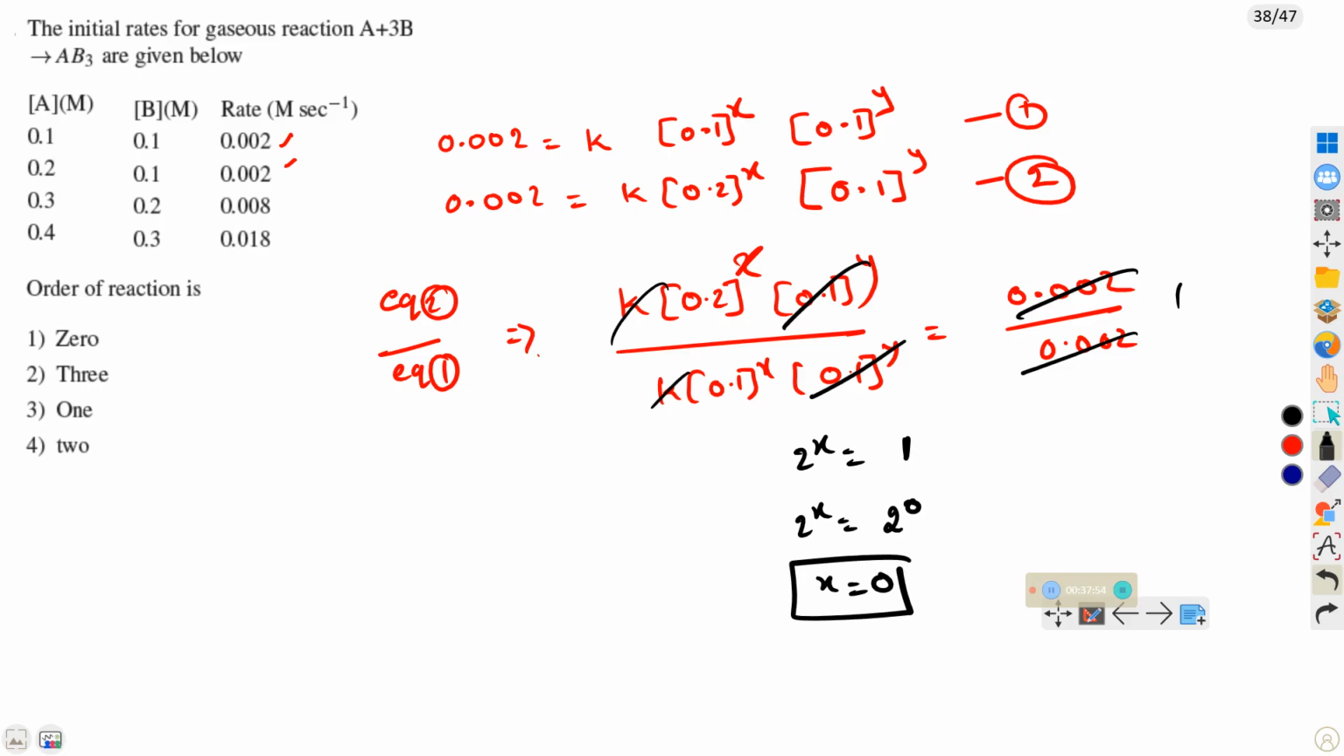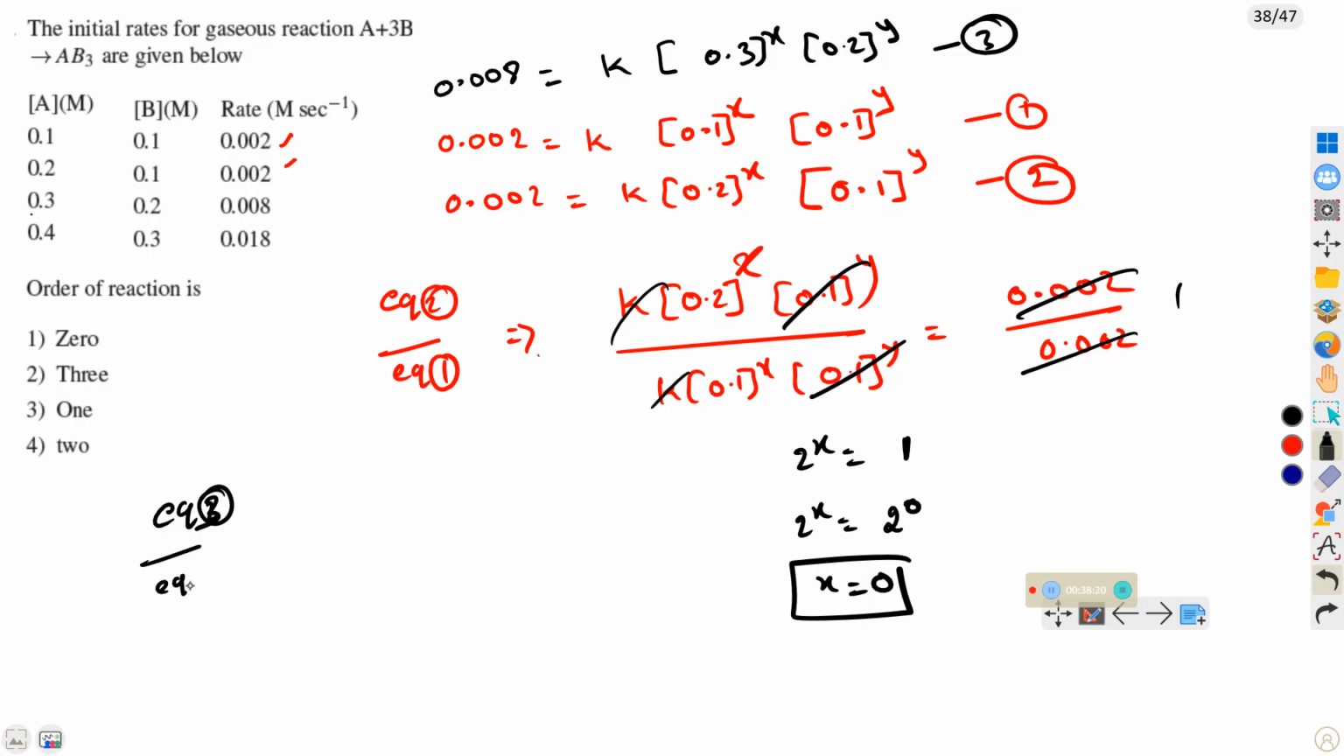With respect to A, it is a 0 order reaction. Now take the third equation also. 0.0008 is equals to K into 0.3 whole power X, 0.2 whole power Y. Equation 3. Now do equation 3 by equation 2.